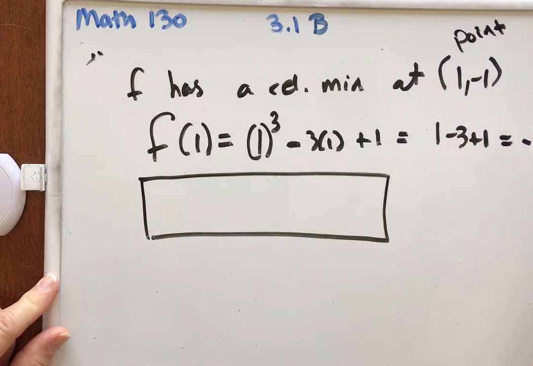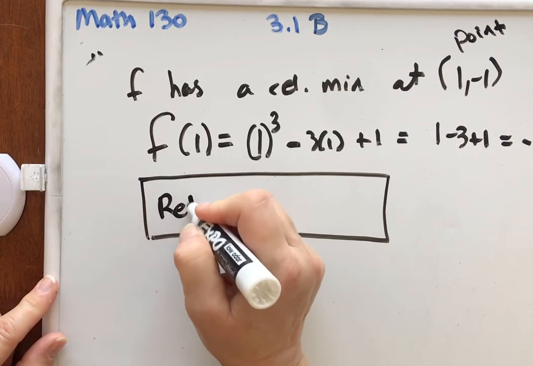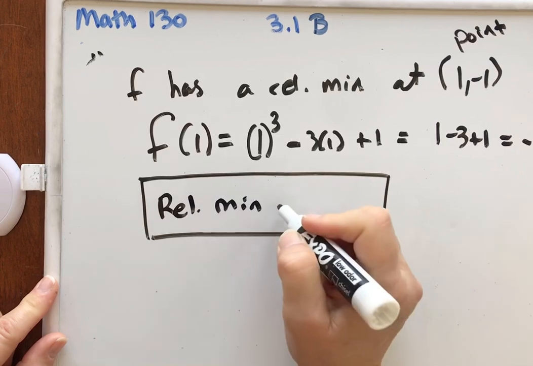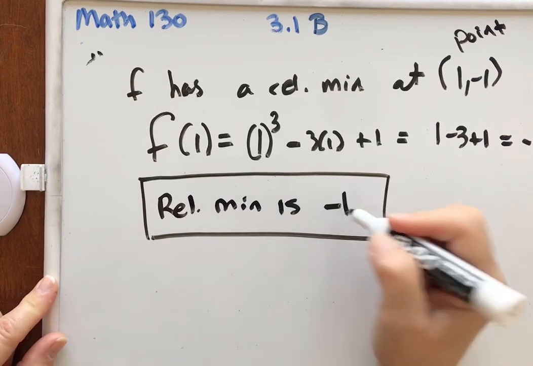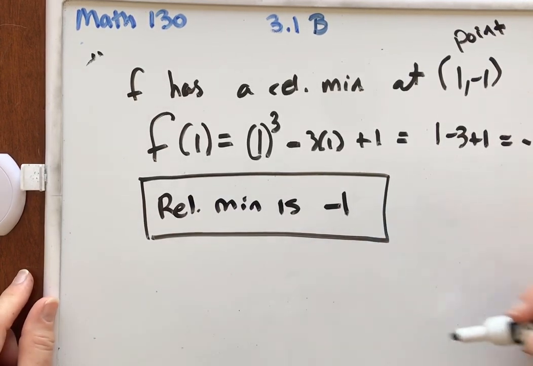So this is a point. And we say relative min is -1. That's the y value. That's how low it will go.